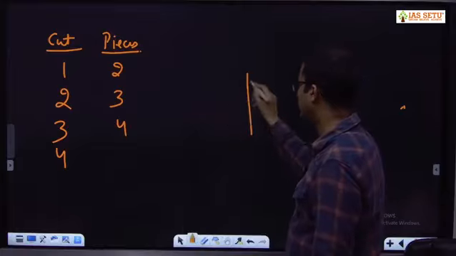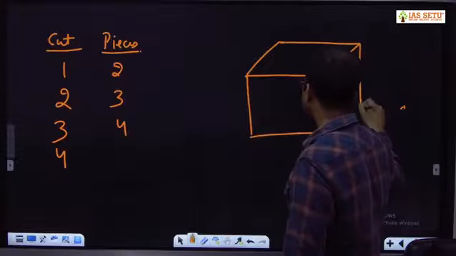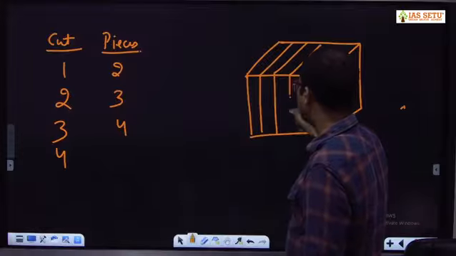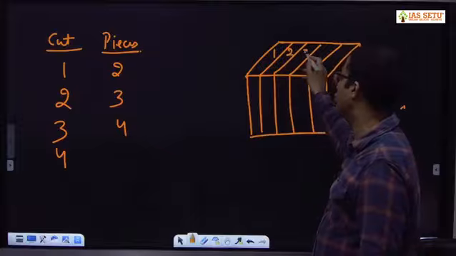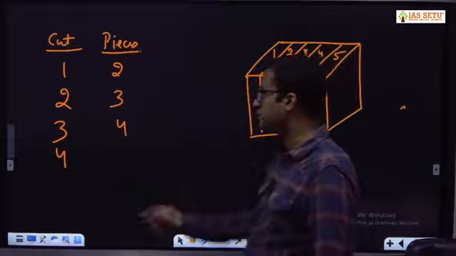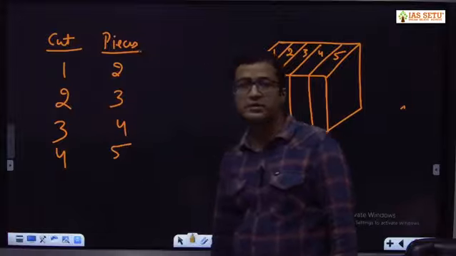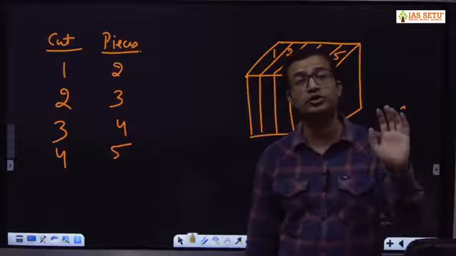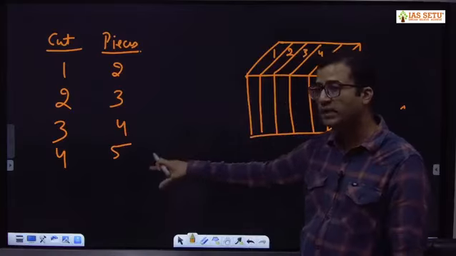We will check with the help of a diagram. This is cut number 1, cut number 2, cut number 3, cut number 4. The number of pieces you can check: 1, 2, 3, 4, 5. One cut gives 2 pieces, 2 cuts give you 3 pieces, 3 cuts give you 4 pieces, 4 cuts give you 5 pieces. I will tell you the pattern because manually you can't check. The examiner will say you have to put 3 cuts on the x axis, 5 cuts on the y axis, 7 cuts on z. Then you won't be able to check manually, you have to understand the pattern.